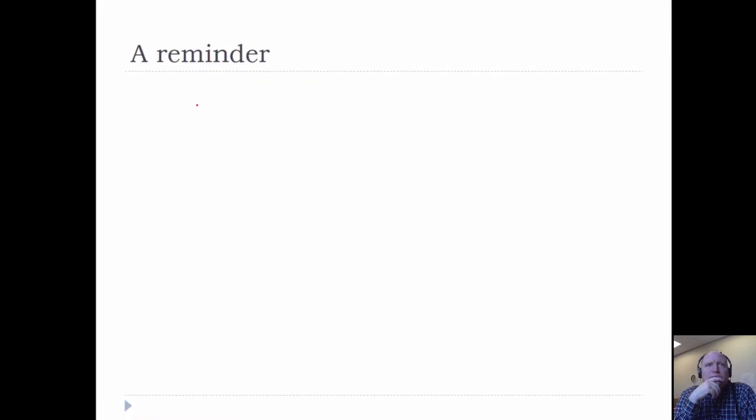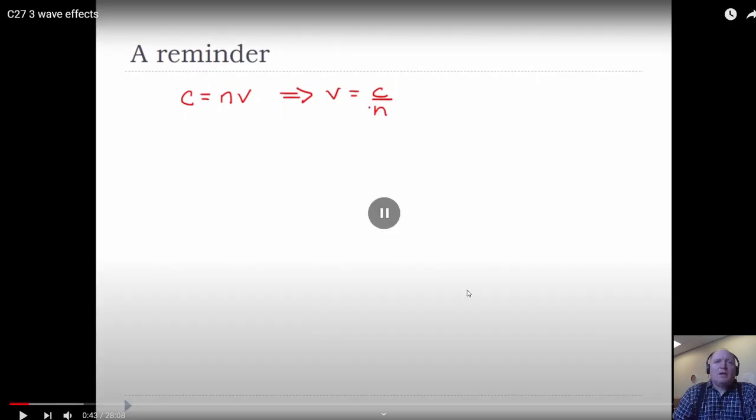So remember, when light goes through a medium, it slows down. So the speed of light in vacuum equals the index of refraction times the velocity in the medium. So I can rewrite the velocity in the medium as the speed of light divided by the index.